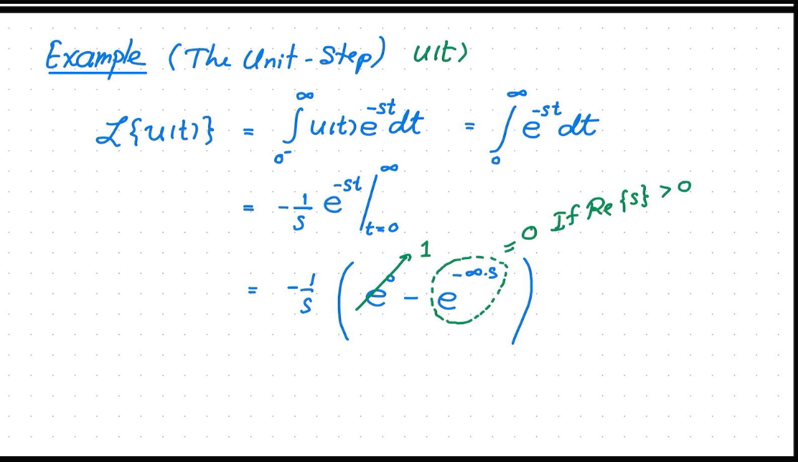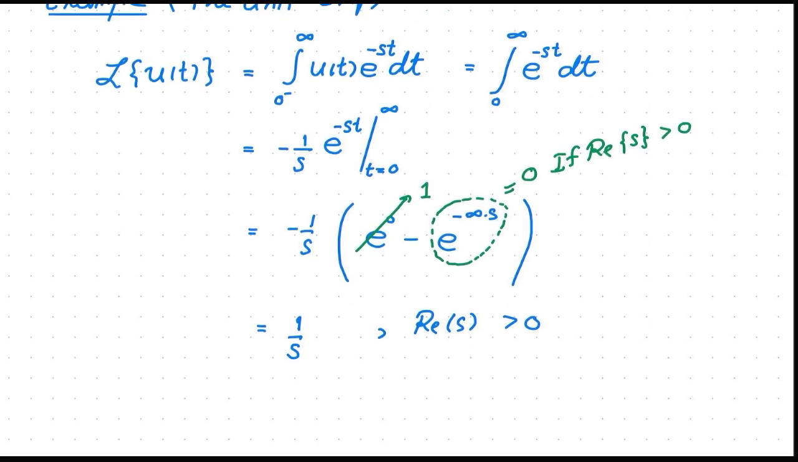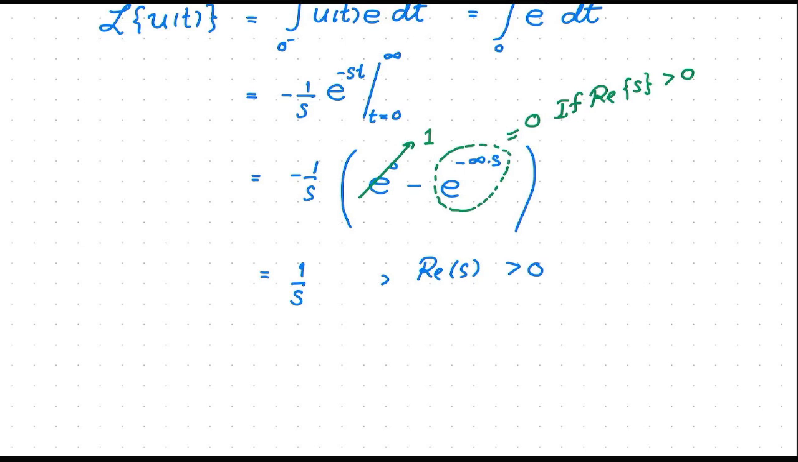Okay? So we have 1 over s. Now the condition is the real part of s is positive. So this is the Laplace transform. We can make a conclusion now that u(t), the unit step signal, has the Laplace transform pair of 1 over s. And I think in this course we can drop the convergence criterion. You don't have to care about the convergence criterion.